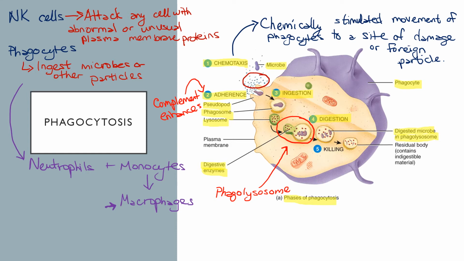Then our final step of phagocytosis is the killing phase. The chemical onslaught of lysozyme, digestive enzymes, and even some oxidants within the phagolysosome will very quickly kill many types of microbes. Any materials that cannot be degraded further remain in structures called residual bodies. So these have the indigestible material.